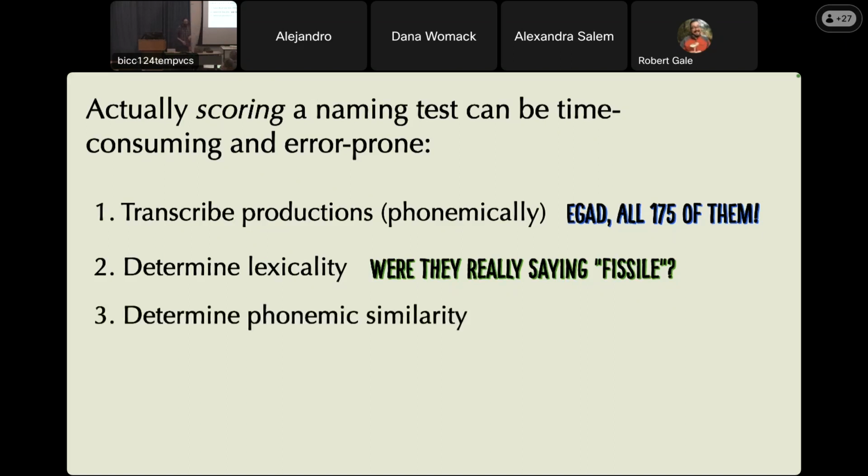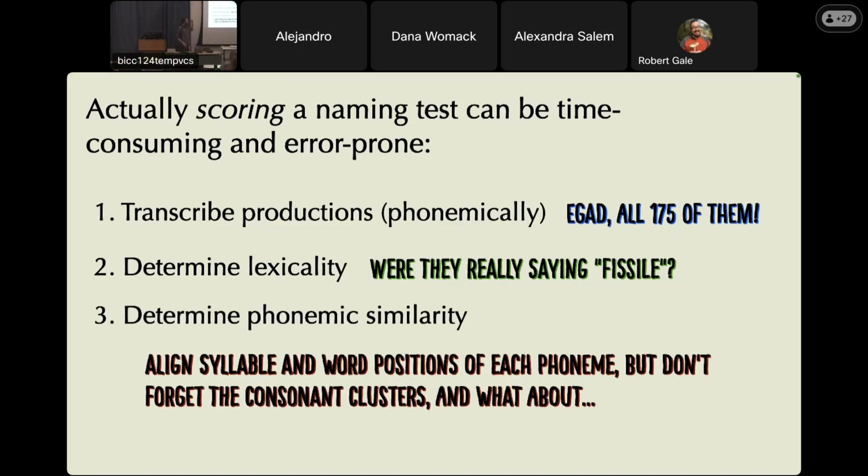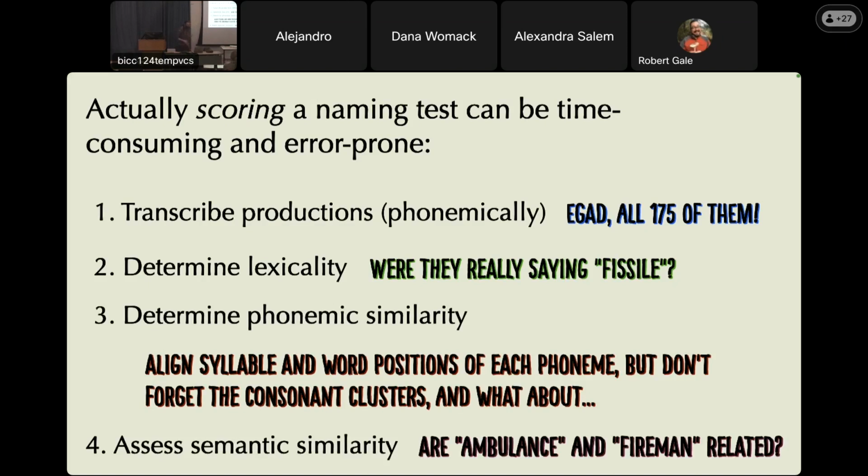And then determining phonemic similarity, there's a whole very involved process that speech pathologists are trained to do, where you have to align phonemes and know a lot about phonotactics and morphology. And then the one that our group pays a lot of attention to, assessing semantic similarity. Are ambulance and firemen related? Right? We could have a long argument about whether they are or not. Some think cat and dog, yeah, probably. Guitar and cowboy, maybe. Depends where you grew up, depends on how you're asking, right?